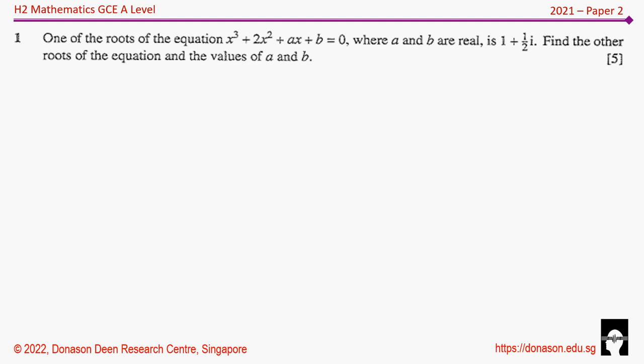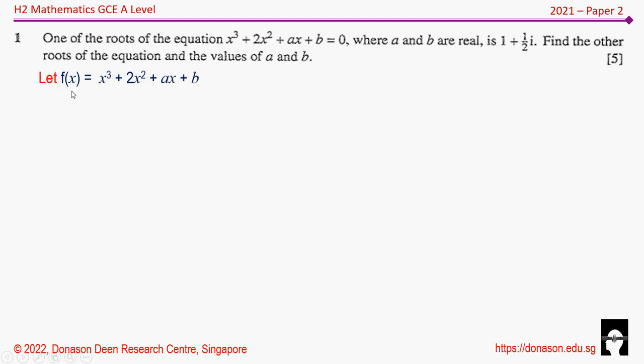One of the roots of the equation x cubed plus 2x squared plus ax plus b equals 0, where a and b are real, is 1 plus half i, as given in the question. The question says find the other roots of the equation and the values of a as well as the values of b. Okay, so here there are a couple of constants. We need to find the values of a and b.